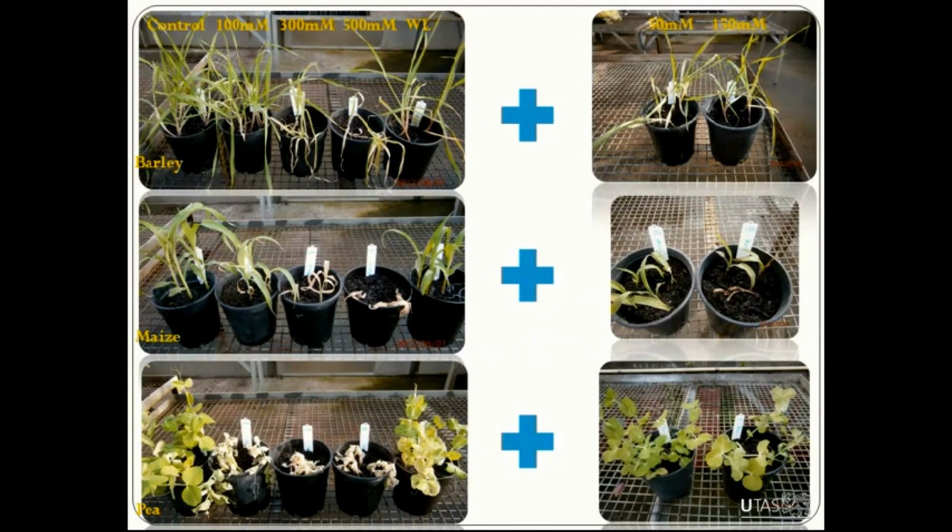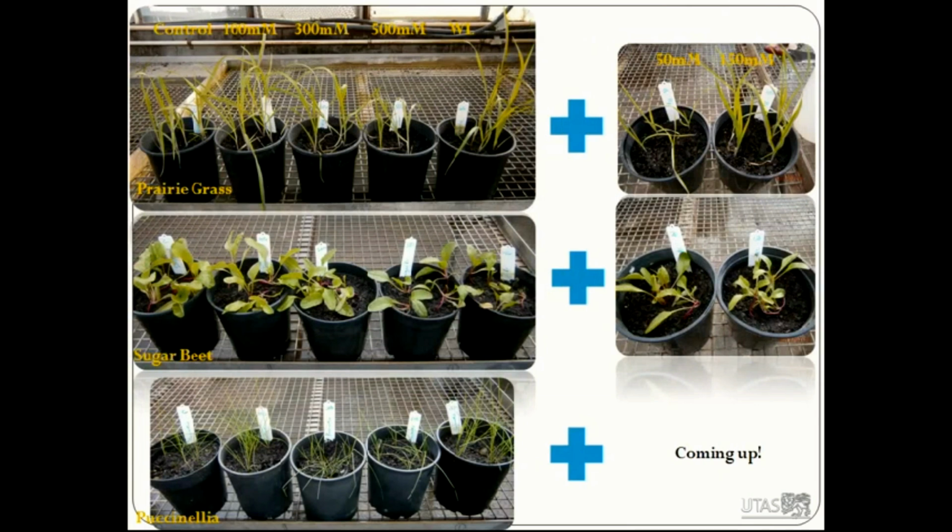But then I thought I might as well do it for the rest of the plant species too. Therefore, I have prairie grass, sugar beet, Puccinellia. There will be more Puccinellia coming to harvest for the 50 and 100 millimolar salt treatment. And of course, the Rhagodia triplex still has a long way to go because they are very, very slow growing.